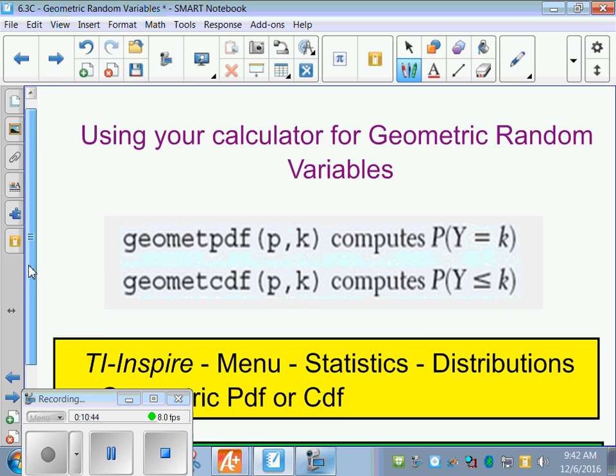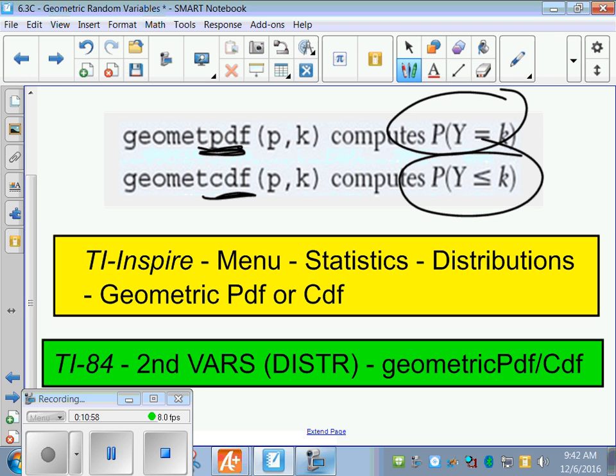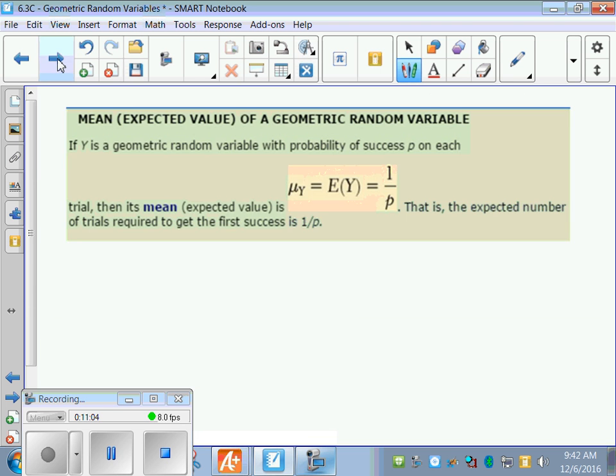So using your calculator, that's just a reminder. If you're on the 84, you do second distribution. Did you guys find it? Okay. Cool. So PDF if you have equal to, CDF if you have less than. I think the 84s only do less than, so then you have to subtract. Okay? Similar to the binomial one.